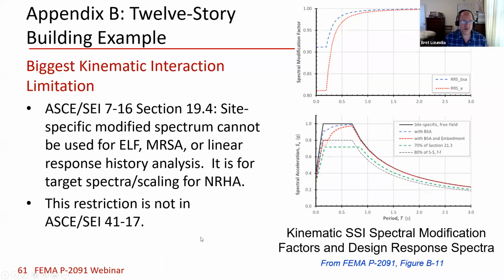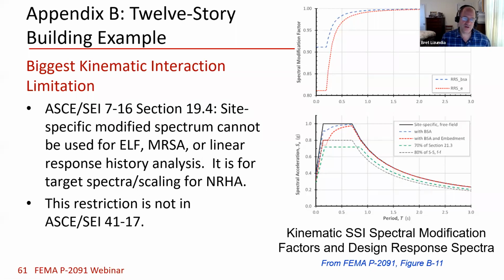So we mentioned that before. The biggest thing of all, though, sadly, is this: despite all the things I've been showing you, in ASCE 7, you can only apply these kinematic effects of reducing the spectra when you're doing nonlinear response history analysis. You don't get to use it on equivalent lateral force or modal response spectrum. This restriction is not in ASCE 41. So if you're doing a retrofit, you can do all this stuff. If you're doing a new building, then in theory, or at least by code, you only get to use it for the few buildings that are being done right now with NRHA.